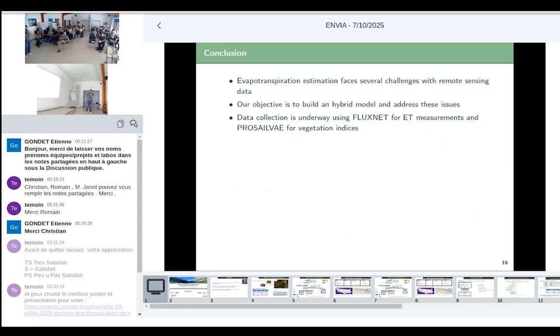For the conclusion, as we know, evapotranspiration faces several challenges with remote sensing data, so our objective is basically to build a hybrid model that addresses these issues. We are still in the data collection phase using FluxNet, and we are trying to enhance the PROSAIL-VAE estimation. And that's it. Thank you.